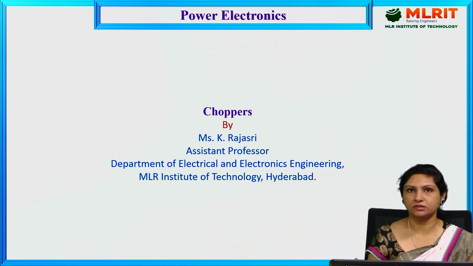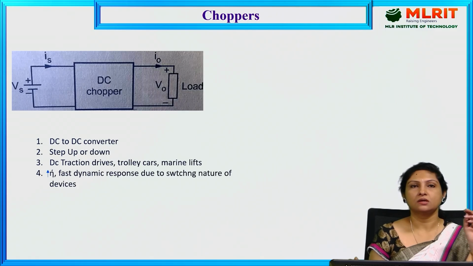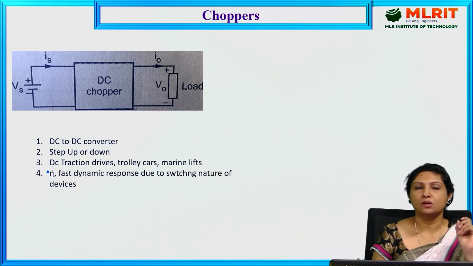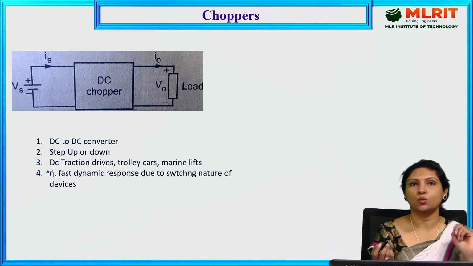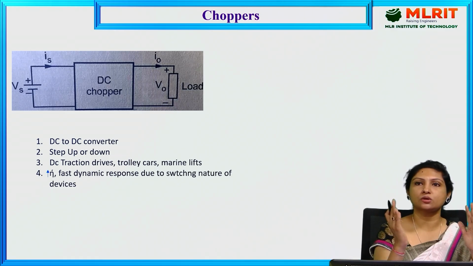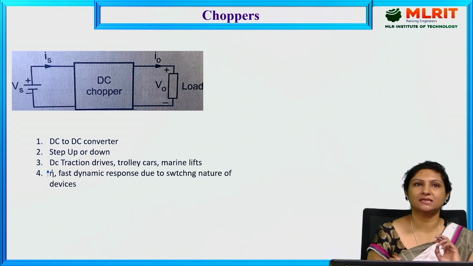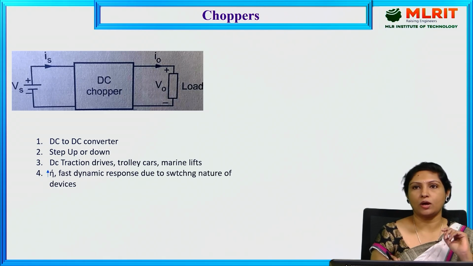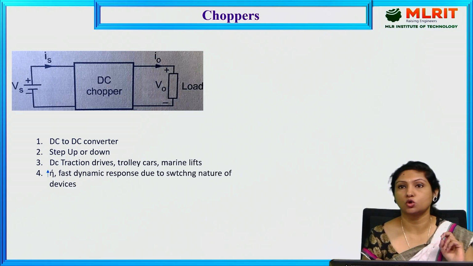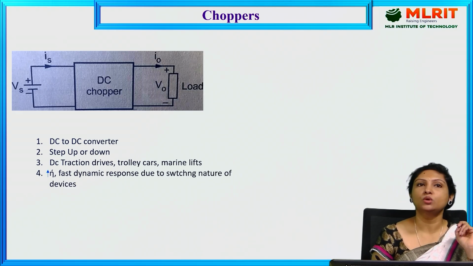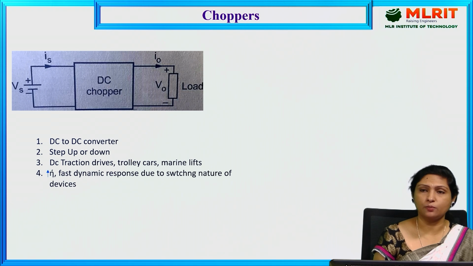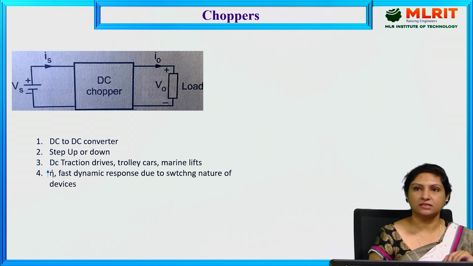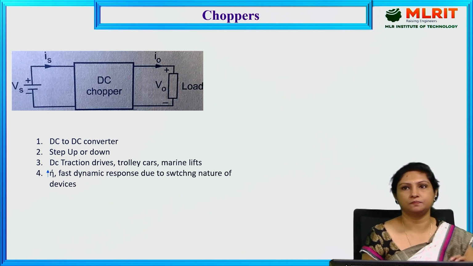And in today's lecture, I'll be discussing choppers. Firstly, chopper. It is a device which converts DC to DC, that is fixed DC to variable DC, or otherwise it also converts variable DC to fixed DC according to our requirement. That means basically it is a DC to DC converter. Chopper is also called a DC to DC converter. It either steps up the voltage or otherwise it steps down the voltage.